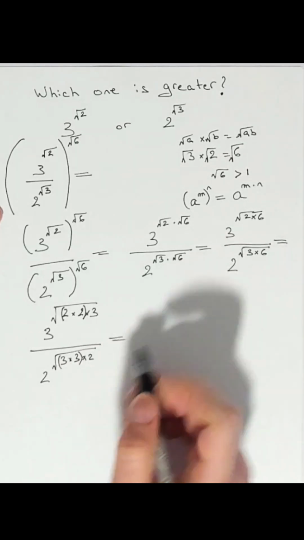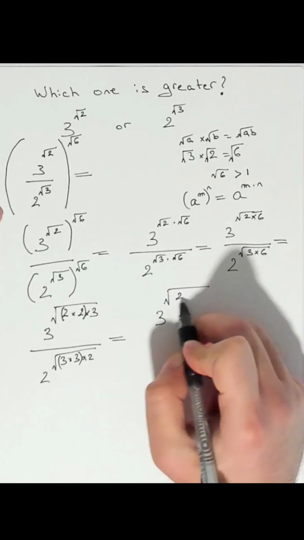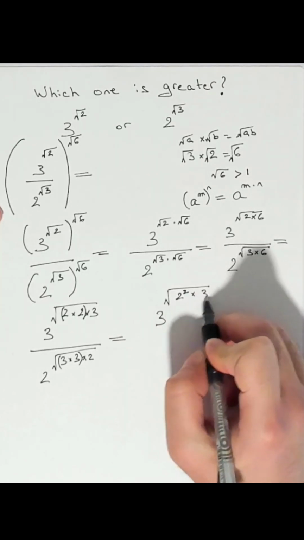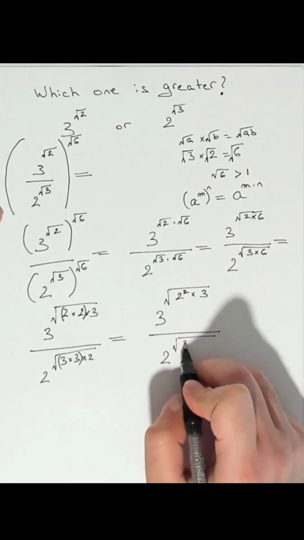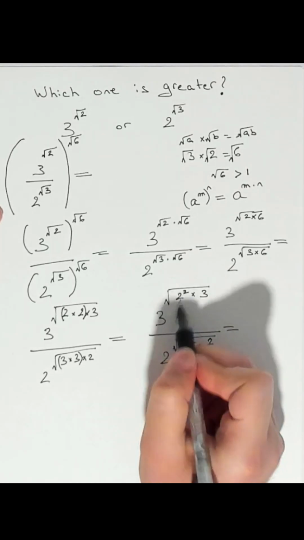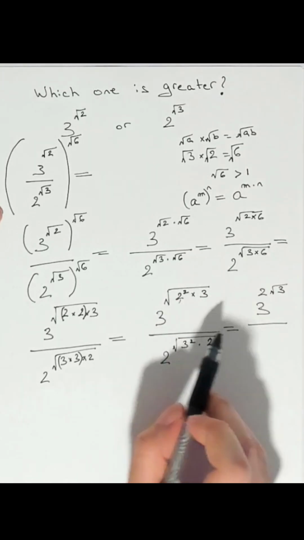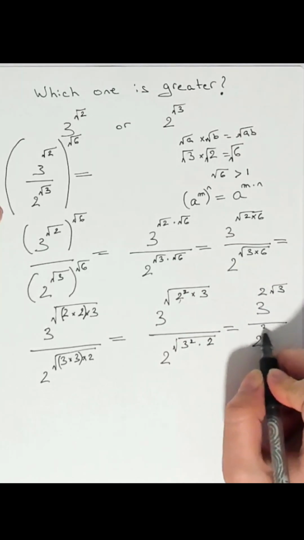Let's write it as 3 to the power radical 2 squared multiplied by 3, and below it's 2 to the power radical 3 squared multiplied by 2. Now we can take 2 outside the radical. Below it's 2 to the power 3 radical 2.